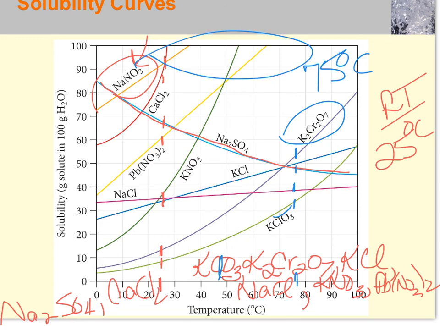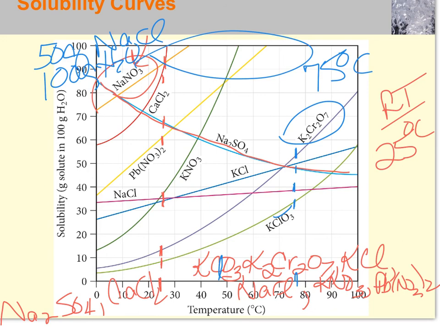One more question. If I add 50 grams of sodium chloride, table salt, to 100 grams of water, what type of solution would I have? Would it be saturated or unsaturated? And explain how you know.